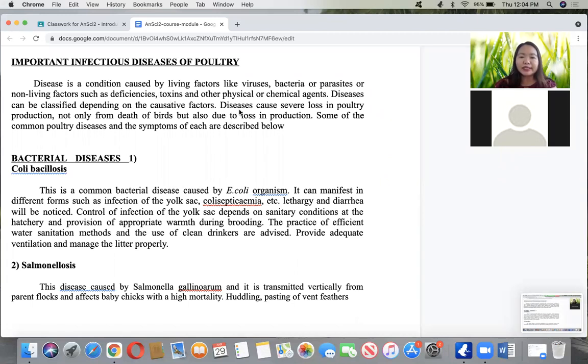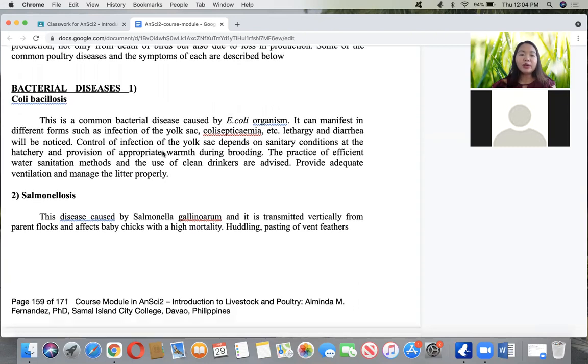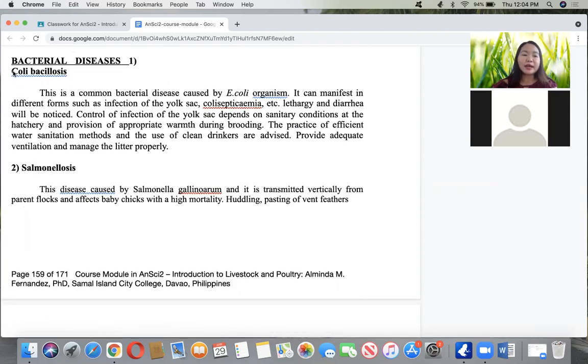Again, we are now on diseases of poultry. These are caused by, as I have said, viruses and parasites. And this is really the main challenge when you do poultry and even any livestock production. This will cause severe loss in production from death of the birds and also loss in the production as a whole. So these are the common diseases. We classify them as bacterial diseases since they are caused by bacteria.